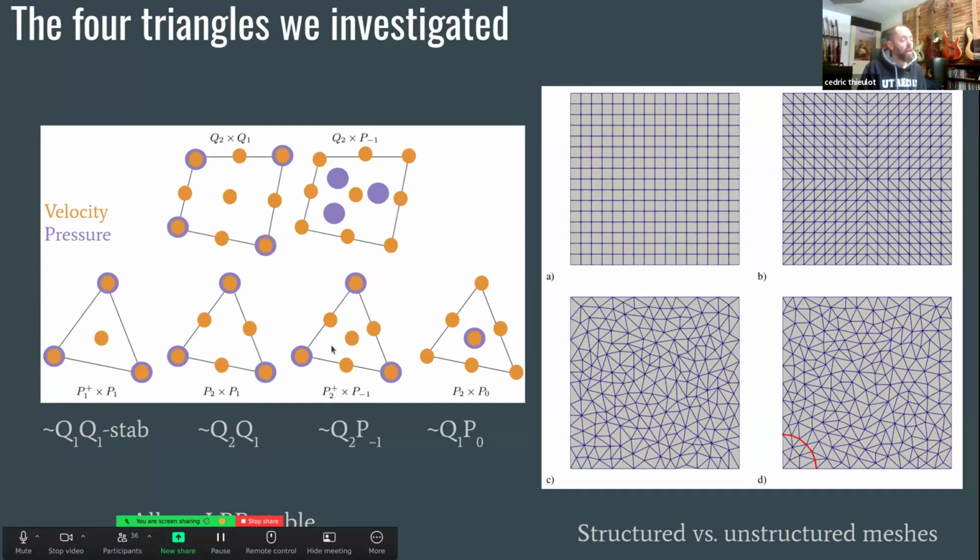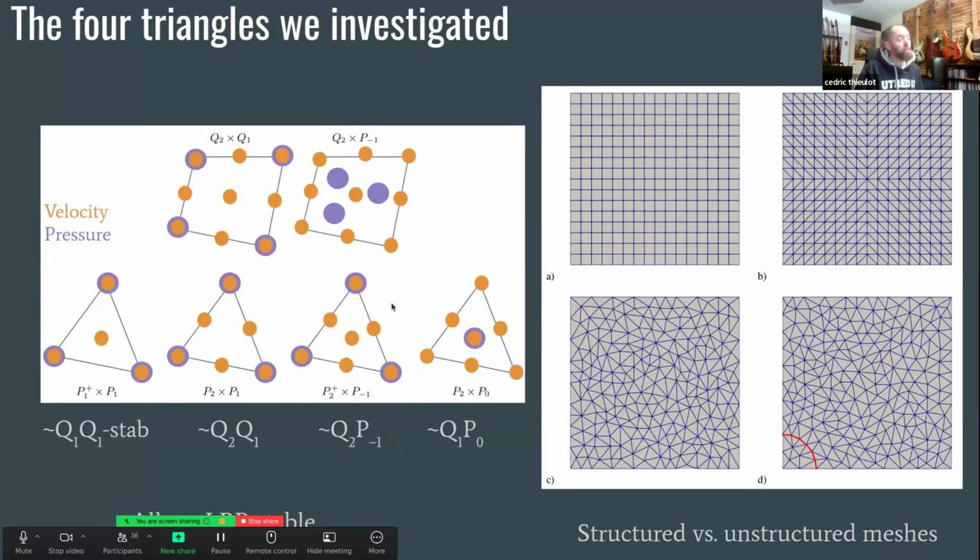Here we have a discontinuous linear pressure case, but you have to add a bubble, so this extra node in the middle, to make it stable. And that's kind of the triangular version, if you want, of the Q2P minus one. And then we tested a fourth one, which is the P2P0. So it's actually quadratic in velocity, but it has a constant pressure inside the whole triangle. So it's kind of, if you want, like the Q1P0.